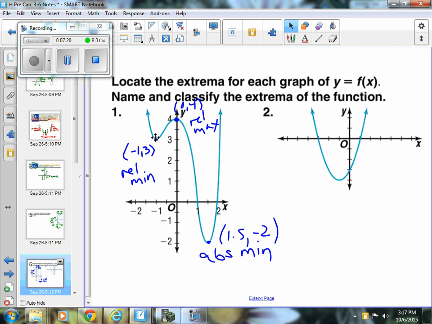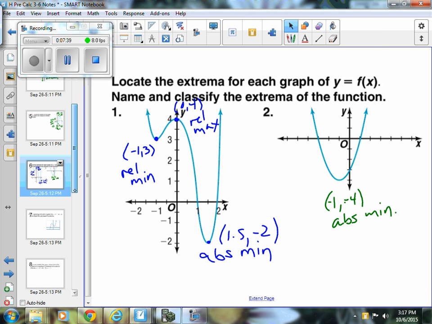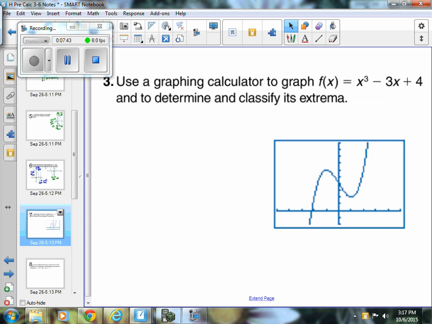All right, now next one, next graph, do the same thing. See if you can locate any extreme points. For number 2, go ahead and pause and do that. All right, so it looks like we have (-1, 2), (3, 4) would be an absolute minimum. So all of those kind of parabola type graphs will have an absolute, either max or min, depending on which way it's opening. Okay, so go ahead and take a look on the graphing calculator and type this one in. Go ahead on your calculator and type in x cubed minus 3x plus 4.